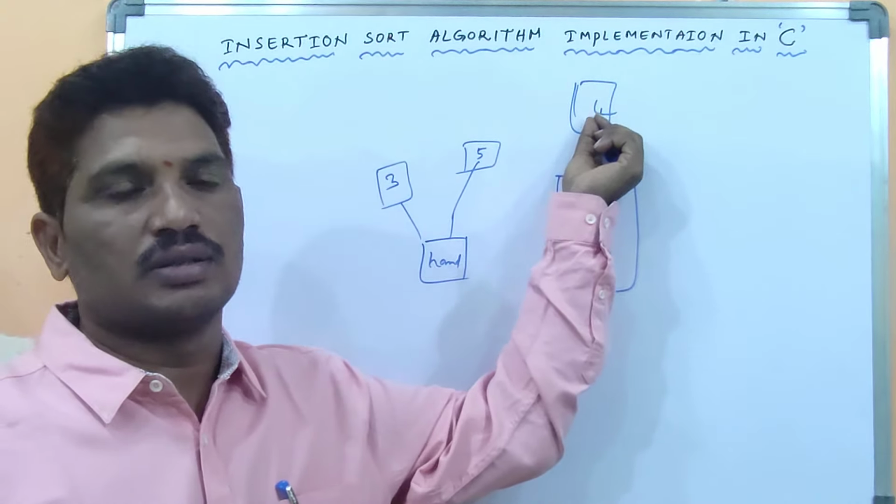You have 2 cards in your hand, card number 3 and card number 5. Whenever you take one card from the pack, to maintain the sequence, where should you insert this card in your hand? The card should be inserted in the middle, to make the sequence 3, 4, 5.